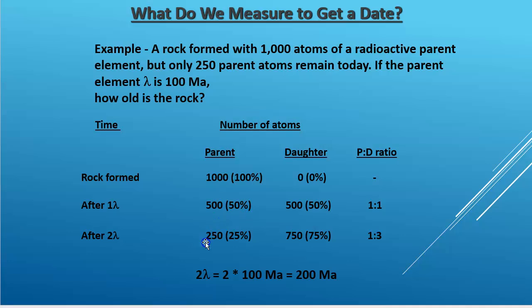And if it gives me this count, 250 and 750, what do I know? I know at the very beginning there was 0 daughter. What does that mean? It means every one of these 750 was once a parent atom. And so that means that the starting point must have been 1,000. And then I just take half, until I get to the measured value, count how many half-lives, and multiply it by whatever the half-life is of that system.